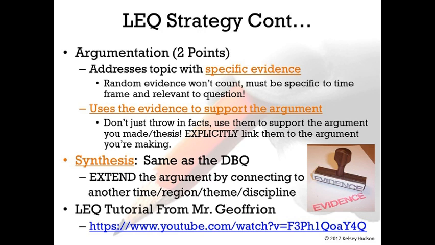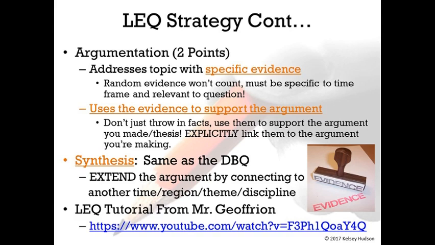Last but not least is your synthesis. That's the 6th point of the essay out of 6. It's the same as the DBQ, except for the DBQ's out of 7. You must extend that argument by connecting it to something else. Now, like I said in the DBQ video, there's about a million ways to do this. When I talk to AP US readers, they say that they end up awarding points for it when it's connected to another time or region.